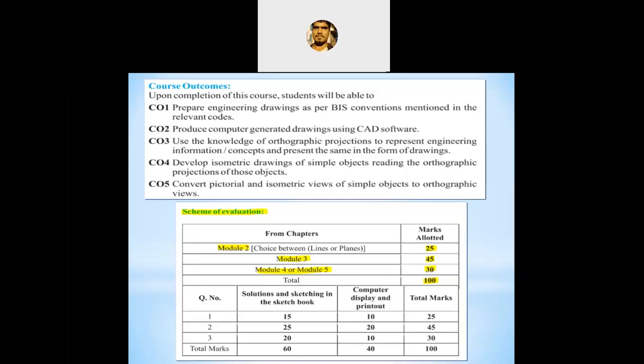After studying all the 5 modules, if I give any drawing, the students can draw it according to the BIS convention. That is the first CO. Second CO: produce computer generated drawings using CAD software. Whatever is drawn in manual drawing, the student can draw the same drawing in CAD software, representing the same drawing using computer aided drawing software. It means they know what is meant by computer aided drawing. There are different software.